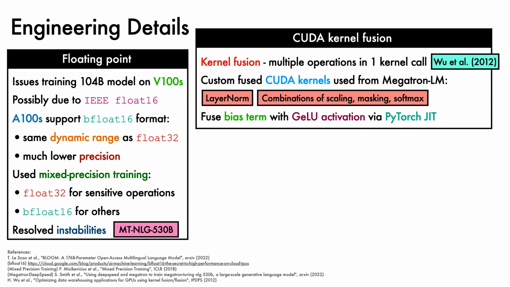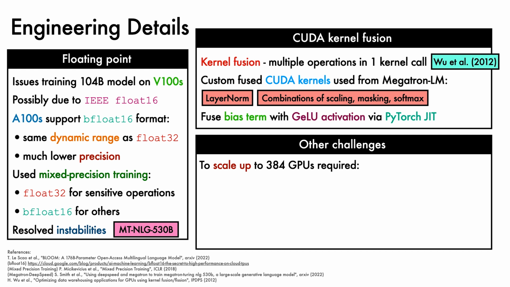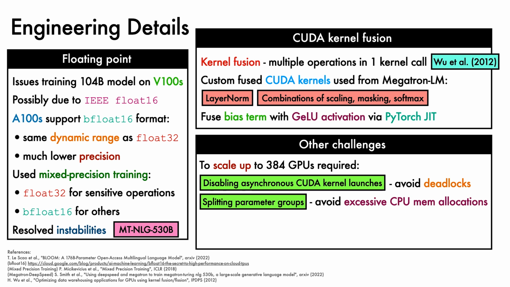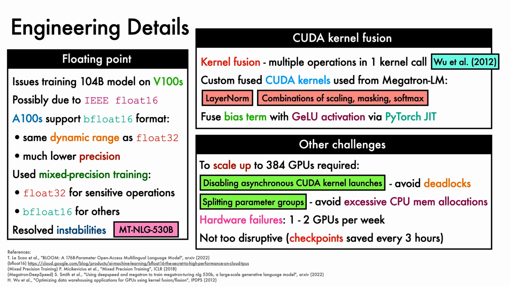The bias term is also fused with GLU activations via PyTorch JIT. Some of the other challenges tackled in scaling up to 384 GPUs required disabling asynchronous CUDA kernel launches to avoid deadlocks and make debugging a little simpler, and splitting parameter groups to avoid excessive CPU memory allocation. Hardware failures were encountered at a rate of approximately 1 to 2 GPUs per week, which was ultimately not too disruptive, given automatic handling and the use of checkpoints saved every 3 hours.